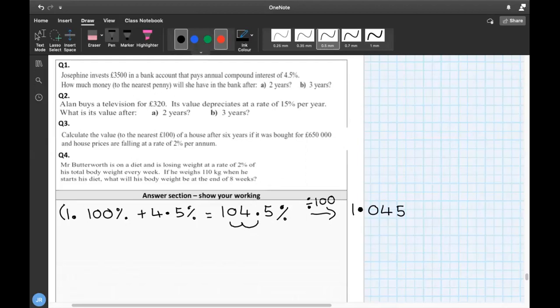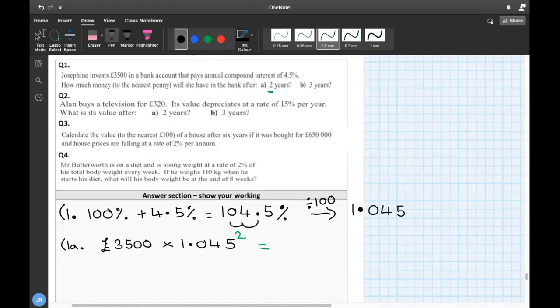Finally, we need to think about how many years it is. I'll show you 1A here. So this is question 1A. Once we've done all of that hard work, we start with the amount. It's going to be 3,500. We found our decimal multiplier, which was 1.045, and we're doing it for 2 years. That means we will take our decimal multiplier to the power of 2.